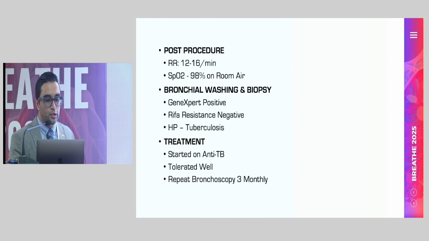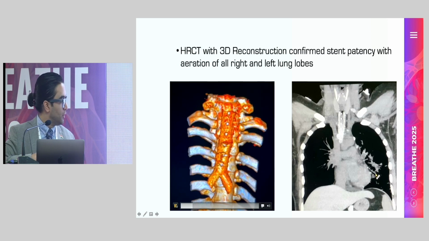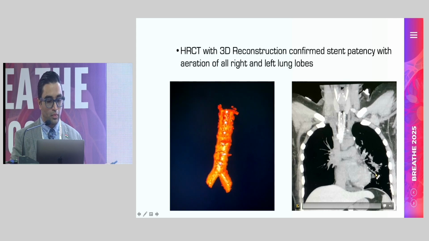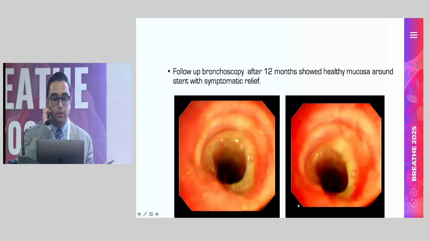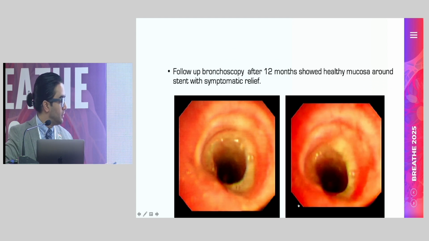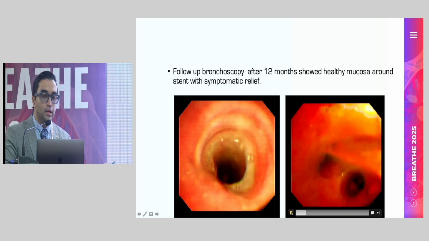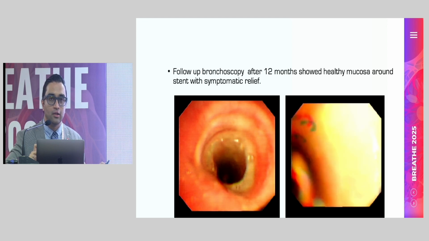So eventually post this procedure, the patient was completely asymptomatic. Patient was completely off BiPAP support, and here you can see this is the CT image for this particular patient. So the tracheal stent is in its position. So this patient was followed up for 12 months with the stent inside, and this is how the stent was visible after 12 months. And eventually, I forgot to mention, the biopsy for this patient came out to be endobronchial tuberculosis. Patient was started on ATT.